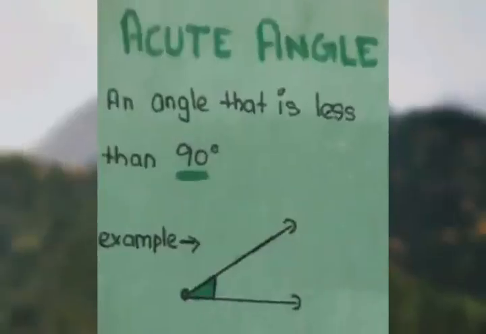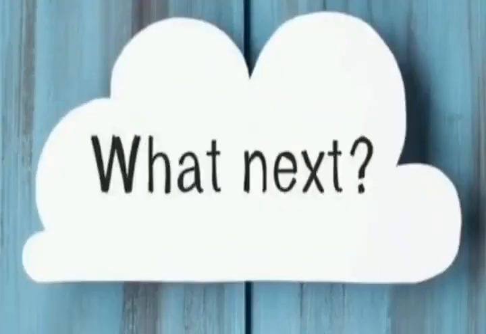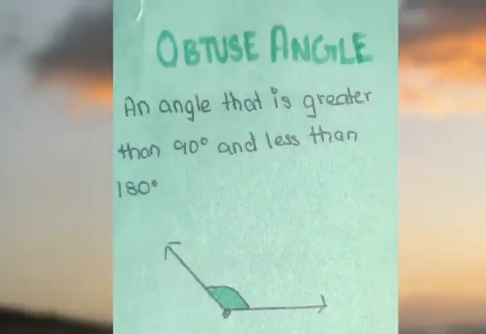It worked quite nicely. Now, which angle will we learn first? Let's take a look. Acute angle. It is less than 90 degrees. What angle will we learn next? I don't know. Let's see. Obtuse angle. It is greater than 90 degree and less than 180 degree.